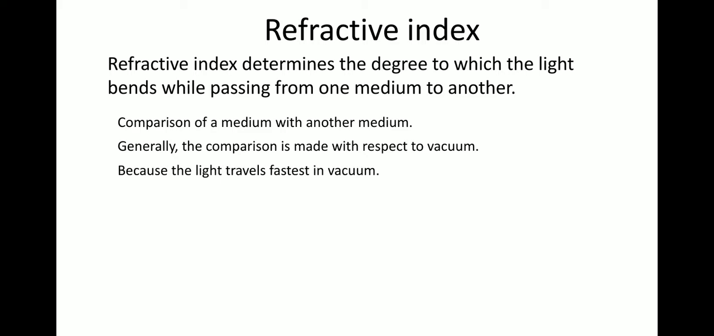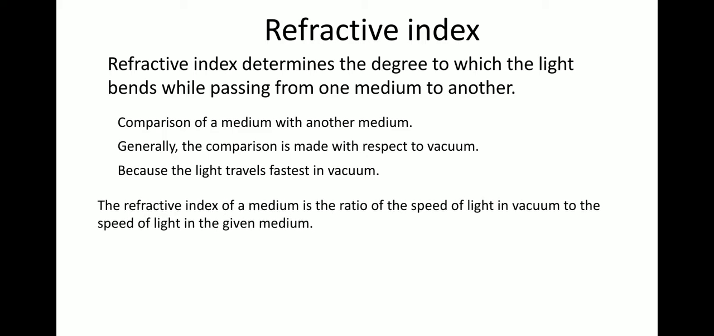Why do we compare the speed of light in vacuum? Because the light travels fastest in vacuum. So the refractive index of a medium is the ratio of speed of light in vacuum to the speed of light in the given medium.